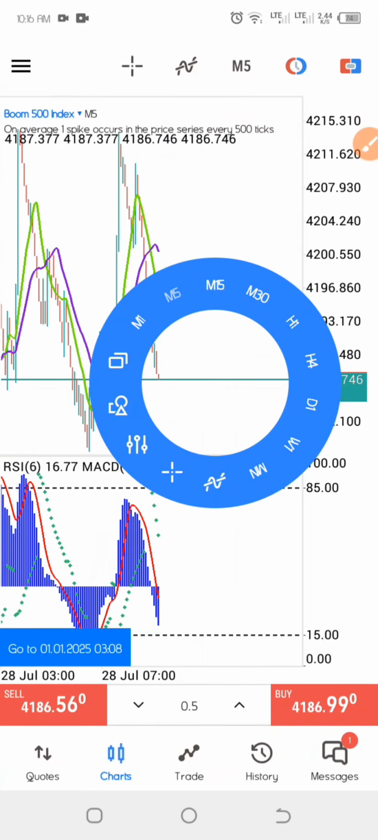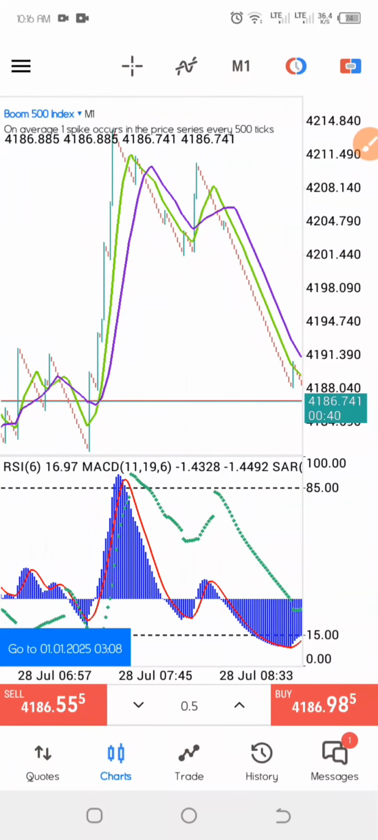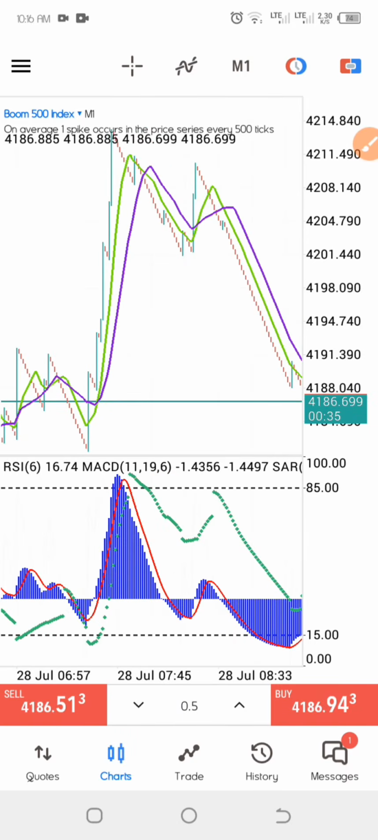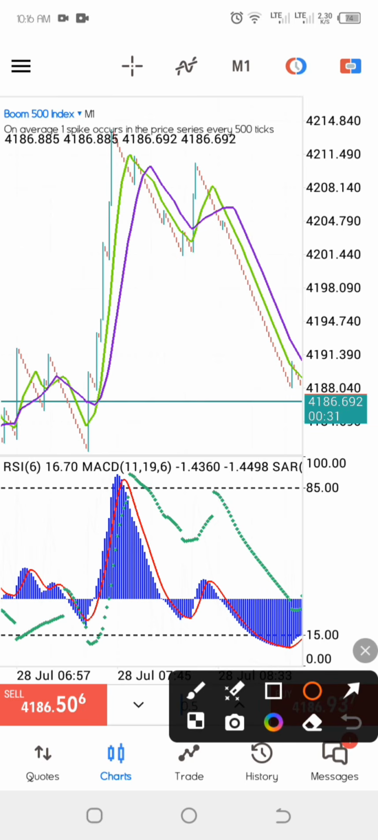Now here I'm on crash. Let's go to boom. Sorry, here I'm on boom 500. Now you can see you have a recent trade right here, so I'm using the recent price move. Now, what are we looking for? We want to see that the MACD comes straight to the 85 level, and the parabolic SAR also comes to the 85 level. So that is what we want to see.